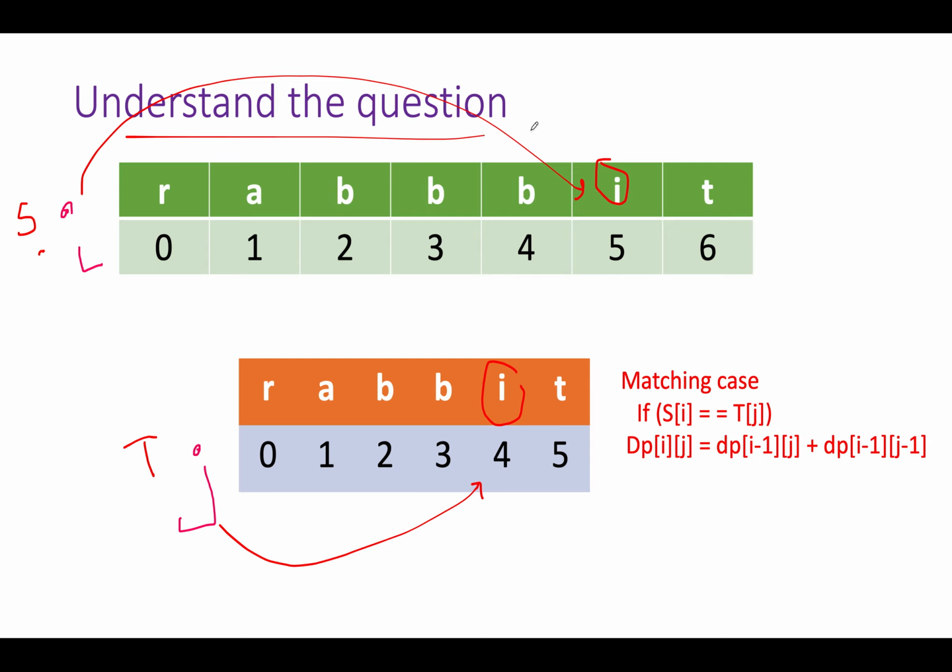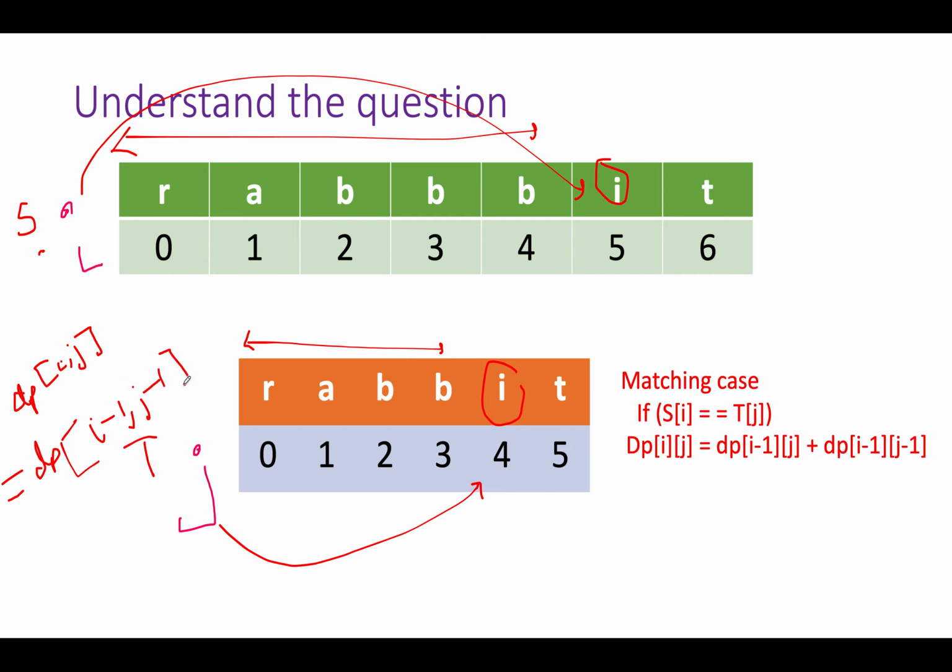So what will be the string under consideration? The string S becomes RABBBIT and the string T becomes equal to RABB. So we'll reduce one index in string T, one index in string S, and whatever answer you have calculated from the previous steps, it becomes part of your answer. So dp of i comma j becomes equal to dp of i minus 1 comma j minus 1 for the matching case.